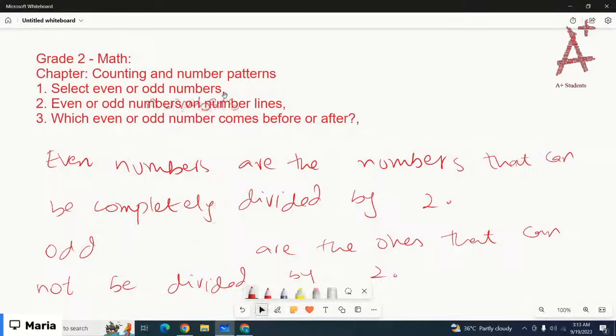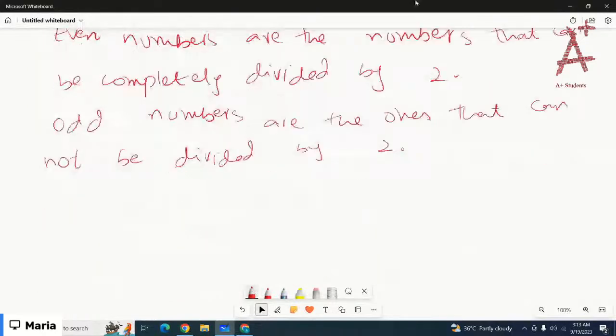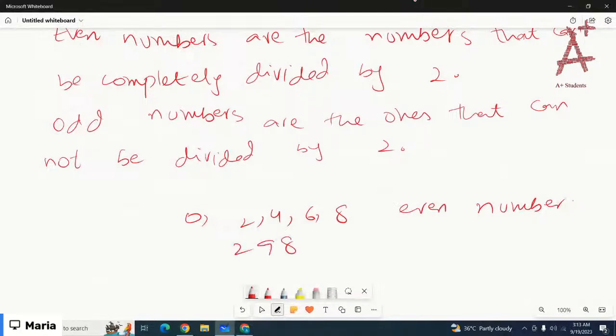So 0, 2, 4, 6 and 8 are the even numbers. And if you have a number with more than one digit, for example 298, you have to look at the ones digit. If the ones digit is divisible by 2, that means the number is divisible by 2. You have 8 here, 8 is divisible by 2, so 298 is an even number. For example, you have 353. 3 is an odd number, that means 353 is an odd number. That is just a review about the even and odd numbers.